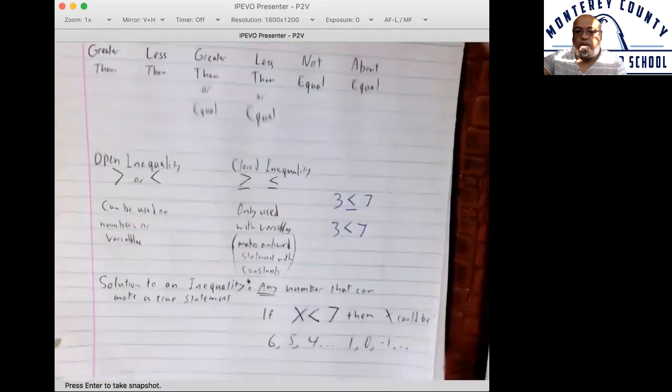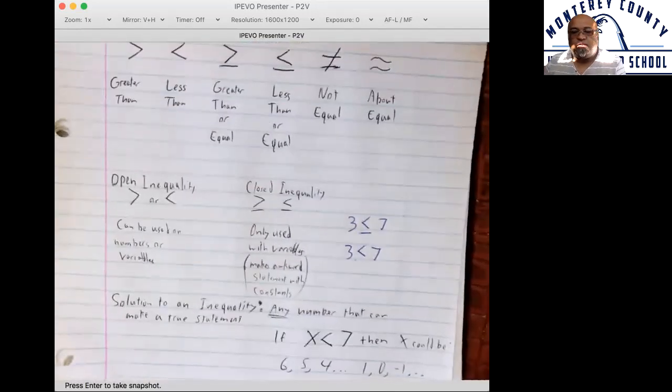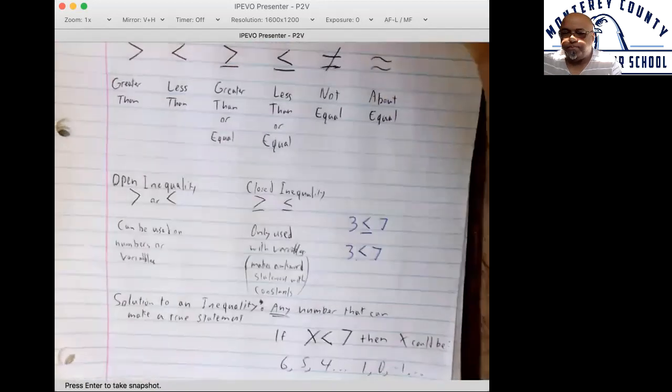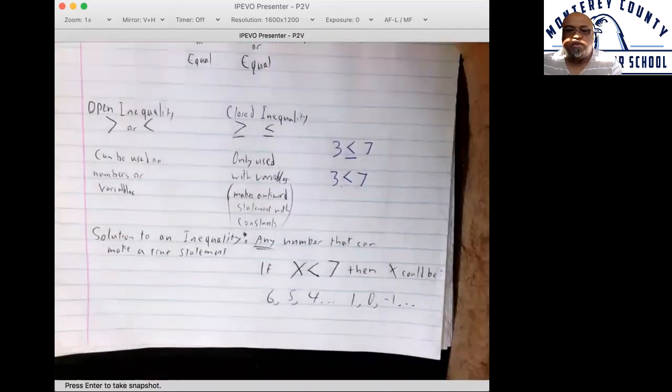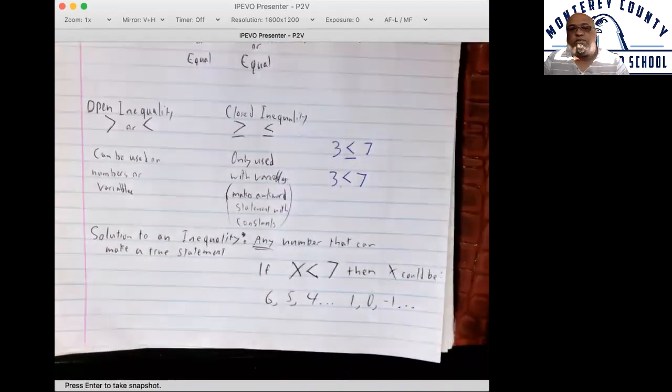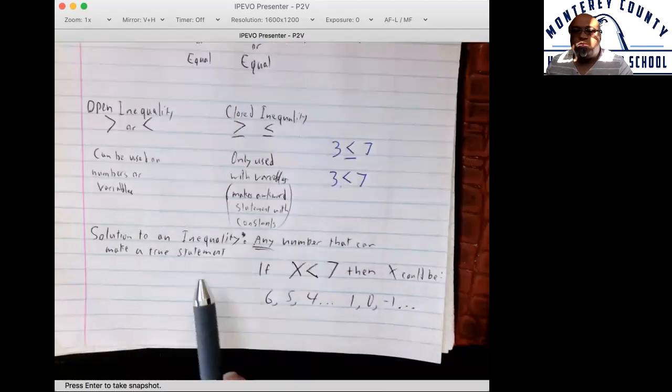Now, let's go ahead and move down. Now I want to talk about a solution to an inequality. Now we've talked about solutions to equations for quite some time. Now, in a later lesson, we'll go over the specific steps of solving an inequality, but I just wanted to talk about the solution to an inequality. Now, obviously, a solution, as you had learned for an equation, is any number that we can say that the variable is equal to, okay? A solution to an inequality is any number that can make a true statement.